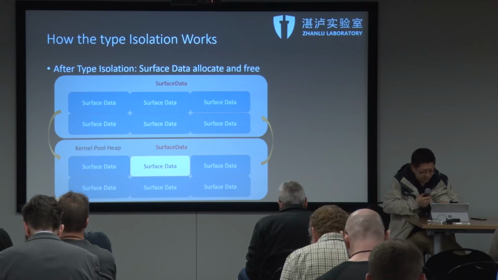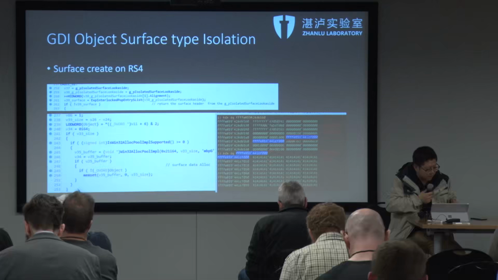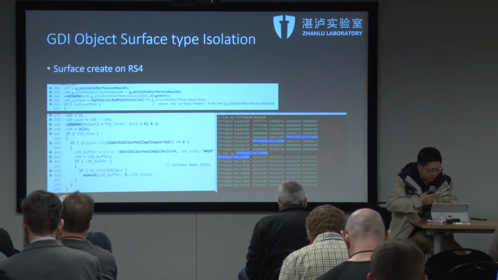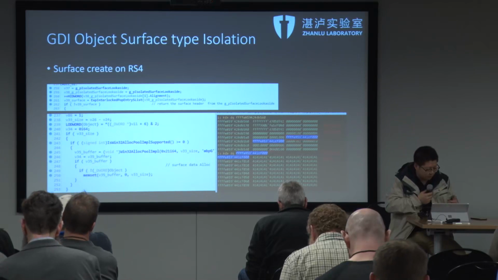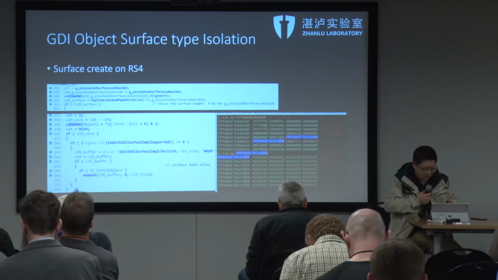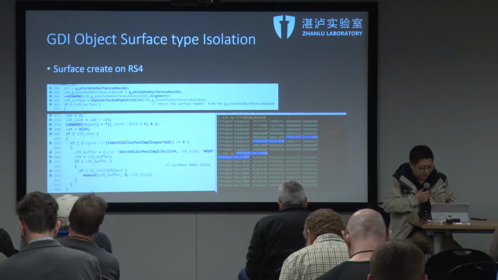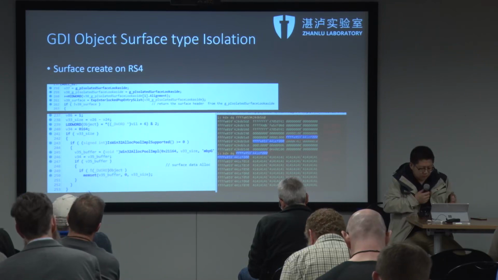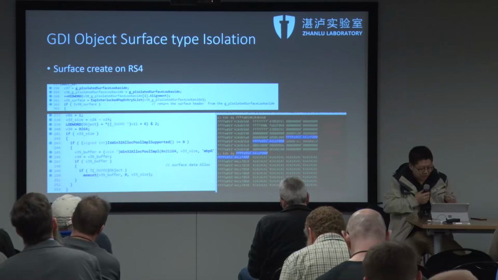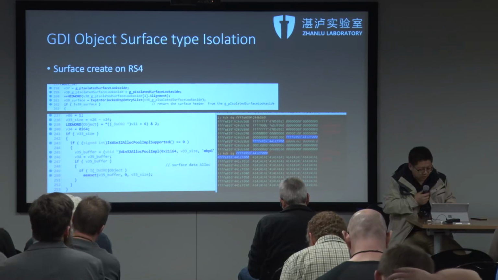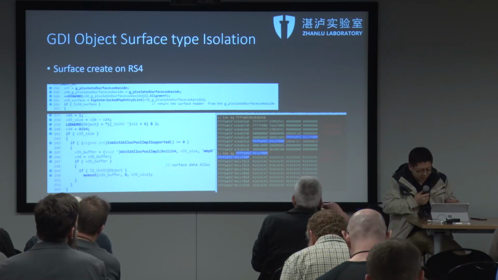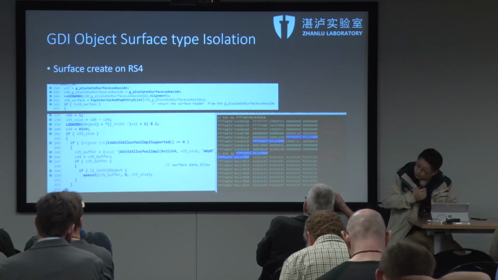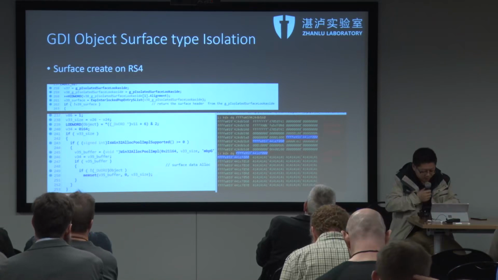This is the GDI object surface type isolation reverse code. You can see the surface header, and you can see in the memory that the surface header and the data are no longer together. There is a pointer on the surface header. You can find the data with the pointer.